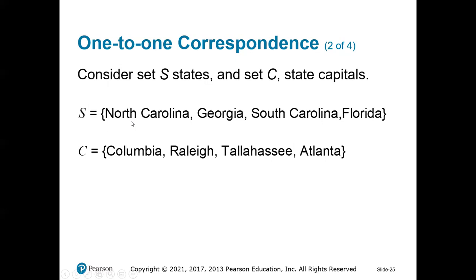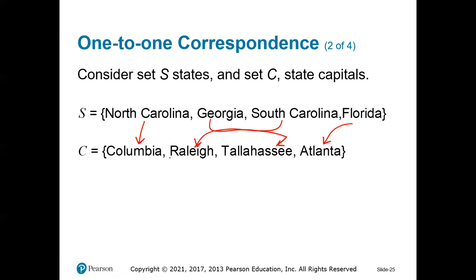Now, can we build a one-to-one correspondence? Yes, you can. One-to-one correspondence means every element of one set will be paired with an element of the other set. For example, I can say North Carolina will go with Columbia, Georgia will go with Tallahassee, South Carolina will go with Raleigh, and Florida will go with Atlanta, right? So you can pair them.